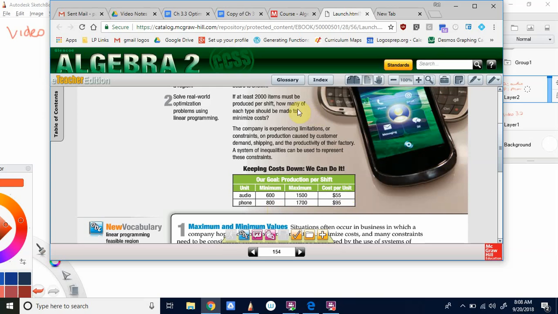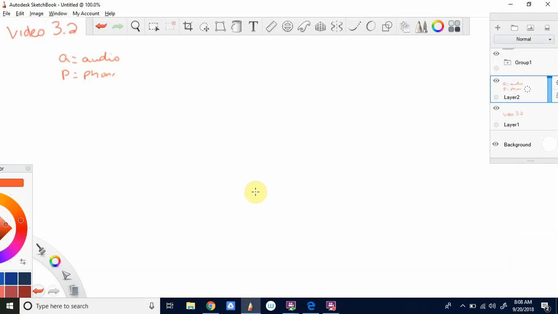So let's first start with, and they tell us if at least 2,000 items, that can be A or P, we need to produce at least 2,000 per shift, okay? How many of each type should be made to minimize the cost? So let's start with writing our equations. So we know A is audio, P is the number of phones. So we said for audio, we have to be greater than or equal to 600, but less than or equal to 1,500.